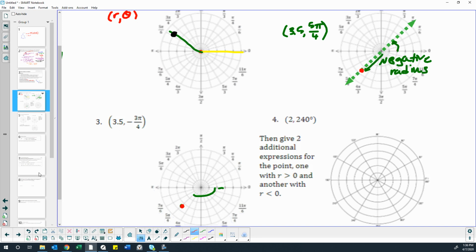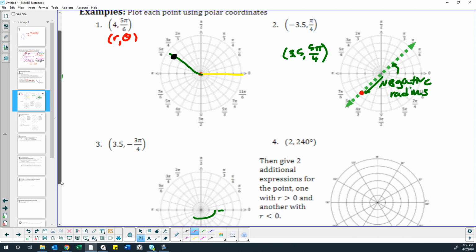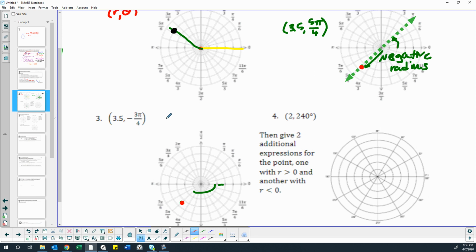Let's see, we've got one where our radius is negative and our angle is positive. We've got one with a positive radius and a positive angle. What if we had a negative radius and a negative angle? What if we wanted our radius to be negative 3.5, but we also wanted our angle to be negative? What would that be?